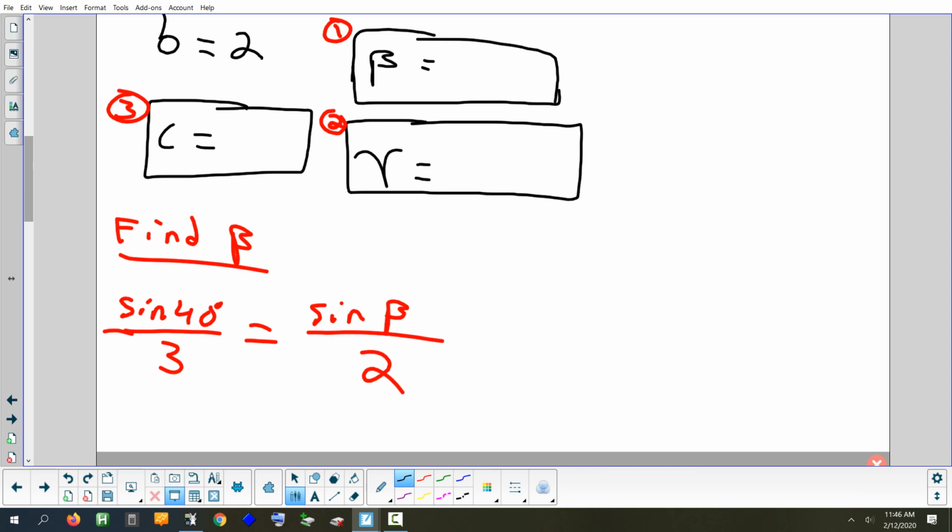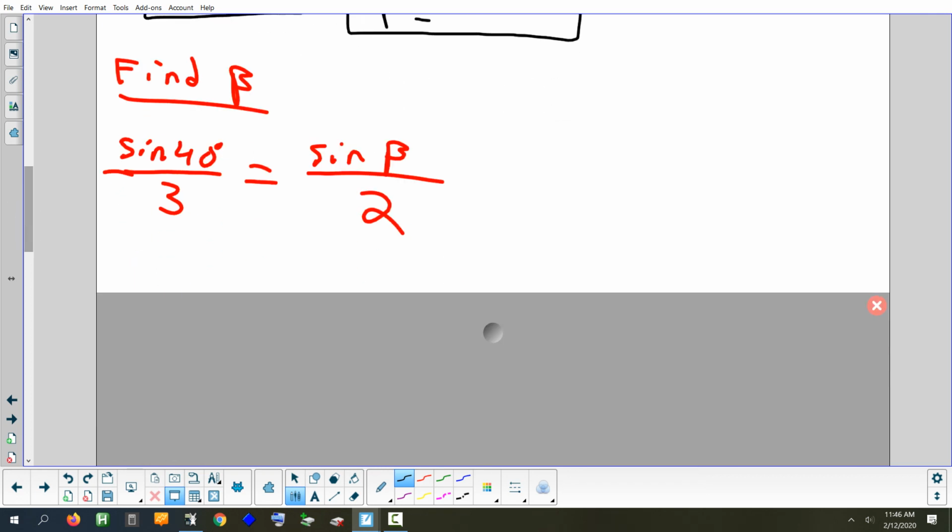Something different here. There's been no sign of beta yet. We've always known the angle. This time we don't know the angle. So when we're done, we're going to have to get rid of sine somehow to find that angle. And whenever you're getting rid of sine, that can result in 2 answers, which we already know how to find. We have to get it to that point. So start with cross multiplying.